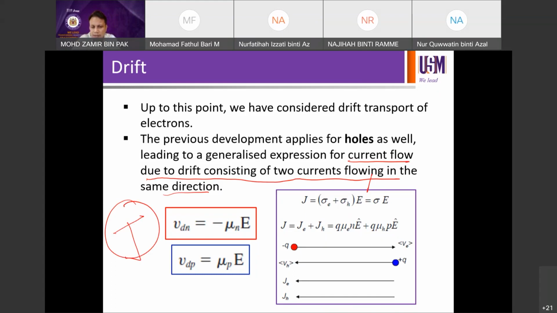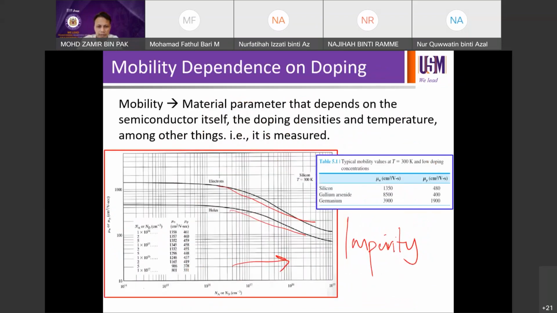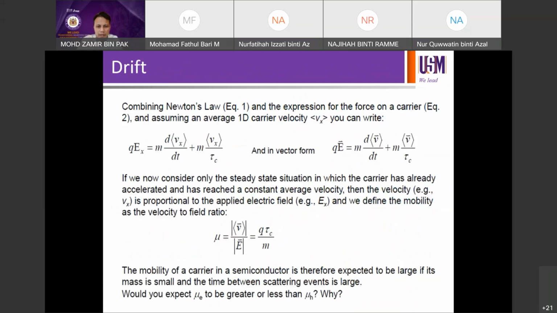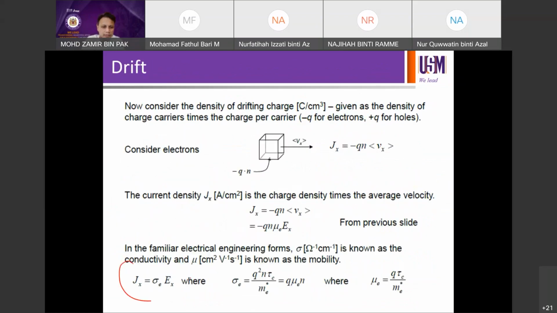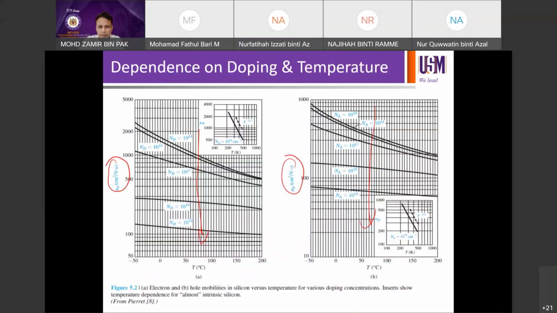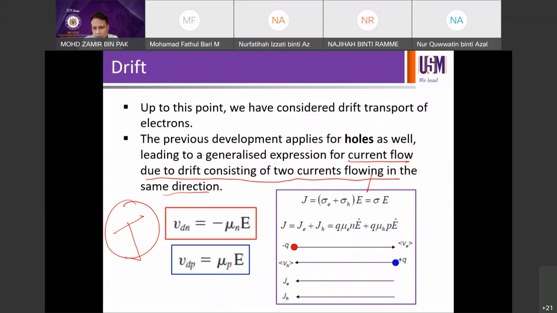This current density can be divided into two parts. The first is due to the movement of electrons, and the second is due to the movement of holes at the same time, depending on which one is the majority and which is the minority carrier. As we discussed yesterday, J can be summarized as conductivity times electric field. So J is equal to sigma E, and you can break that down into two parts.